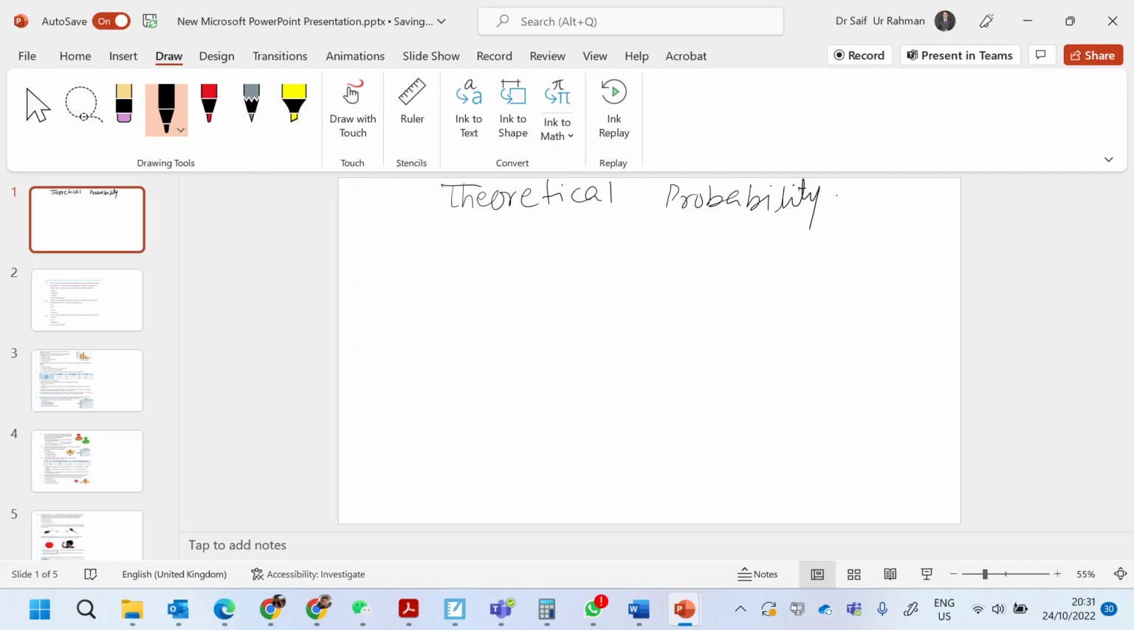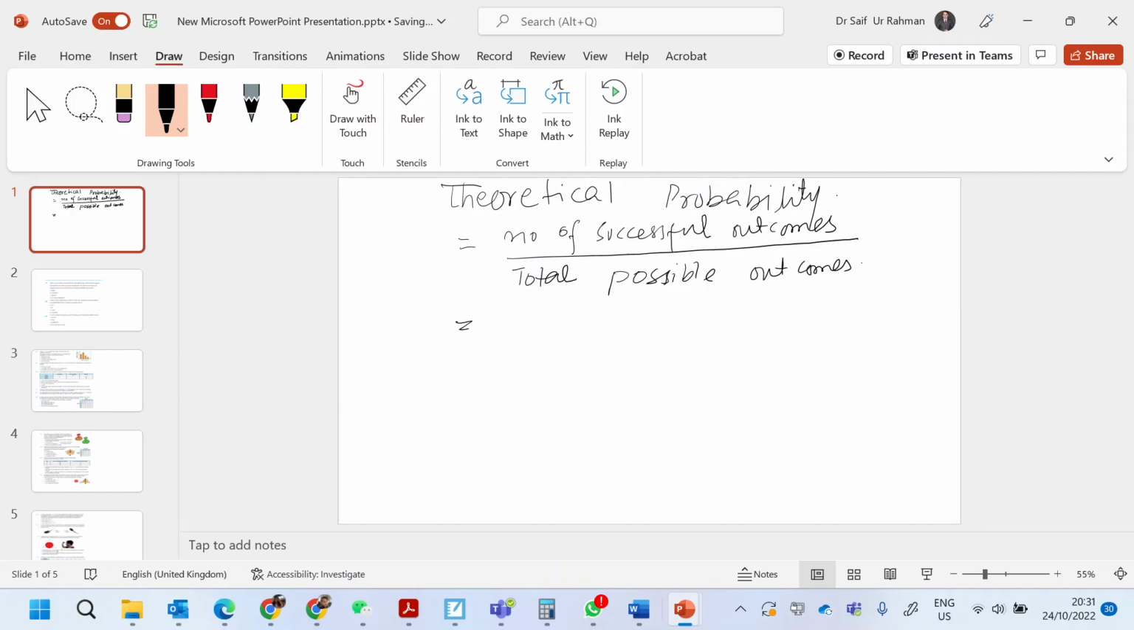So the theoretical probability is defined as the number of successful outcomes divided by the total possibilities, or possible outcomes.